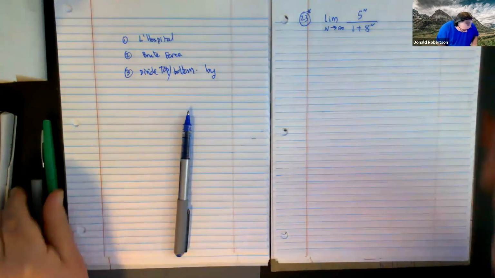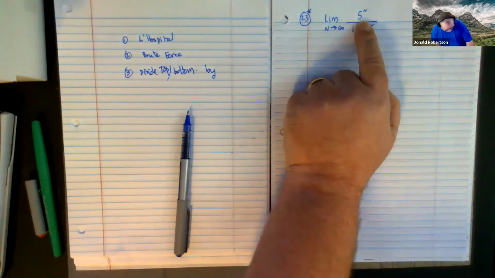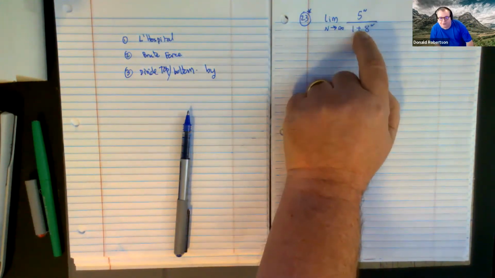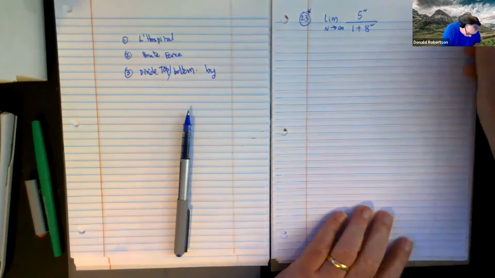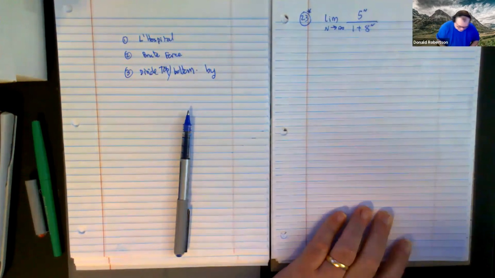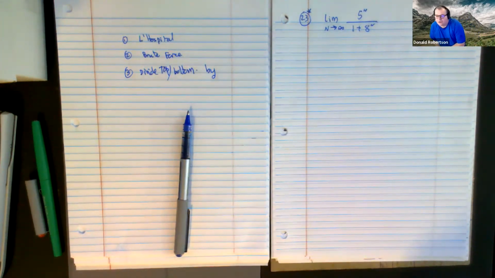So I want to find this one. If I do brute force, 5 to the infinity and 1 plus 8 to the infinity gets me the dreaded infinity over infinity, which is indeterminate form, so that method didn't work. L'Hopital is a good go-to method. It works a lot of times. And trust me, in this case, it doesn't. All you end up with is just an uglier version of the thing you're looking at. And you never get anywhere. It just kind of goes around in a little circle and nothing happens.